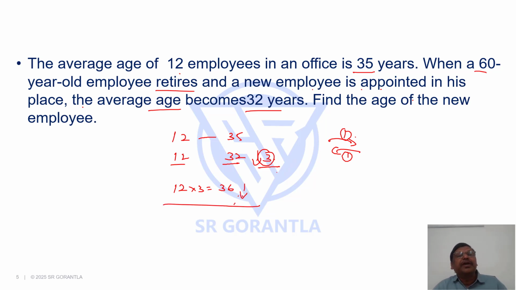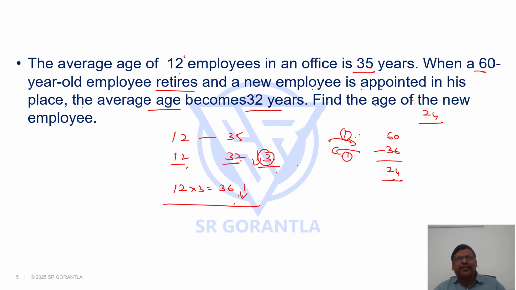The total falling by 36 means the person who joined is 36 less than the person who left. The person who left or retired is 60 years, so the new person is 36 less than that. 60 minus 36 is 24. So the age of the new person is 24 years.